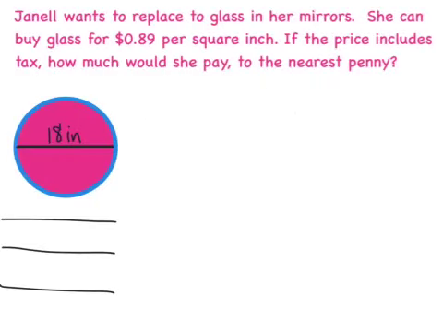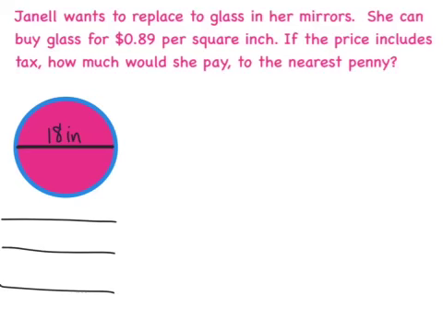Okay, so the first example I'm going to do is number 3 on page 191. So make sure you're looking at that one. Mine's just a little bit different than yours, but that's okay. Janelle wants to replace the glass in her mirror. She can buy glass for 89 cents per square inch. If the price includes tax, how much would she pay to the nearest penny? So she, say, broke her glass, and it's her favorite mirror, so she doesn't want to throw it away. She wants to get some more glass.